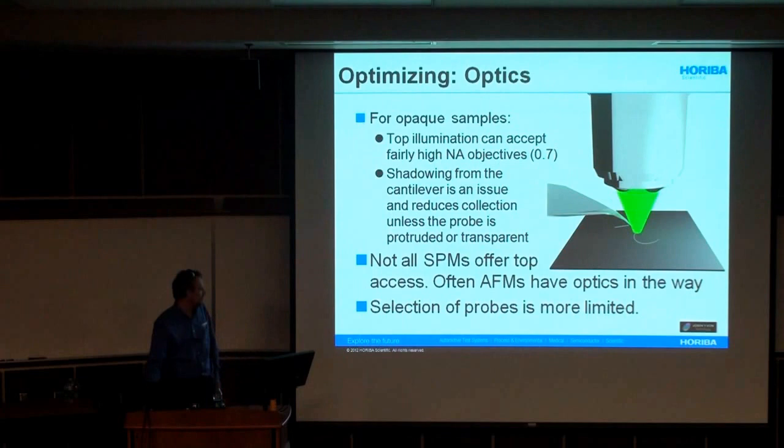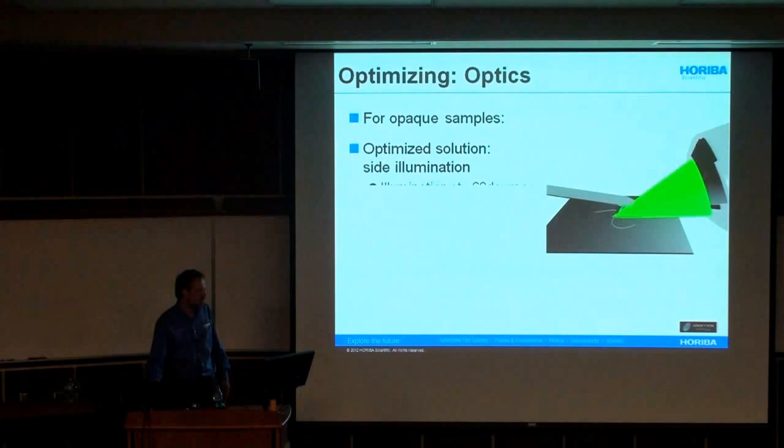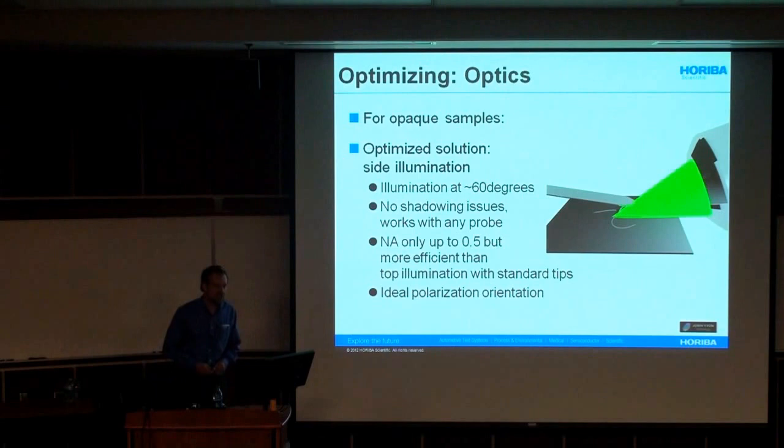So a better solution for opaque samples is to illuminate from the side at an angle. By using oblique illumination, or what we call off-axis illumination, we are able to illuminate the bottom of the tip. You see the regular cantilever coming from the top would shadow the bottom of the tip, which is the part we want to illuminate. So coming from the side, we're able to illuminate the bottom. So we don't have shadowing issues in this case. We still need a very long working distance objective, so the numerical aperture tends to be lower in that case. But it's still more efficient for using standard tips.